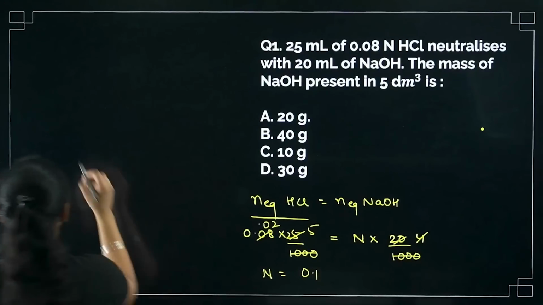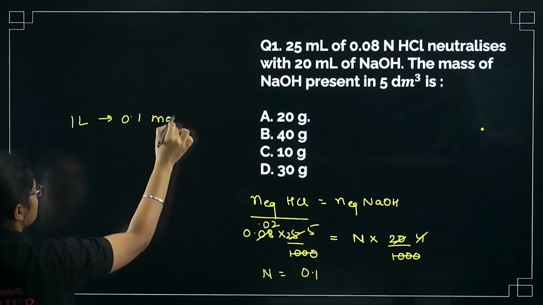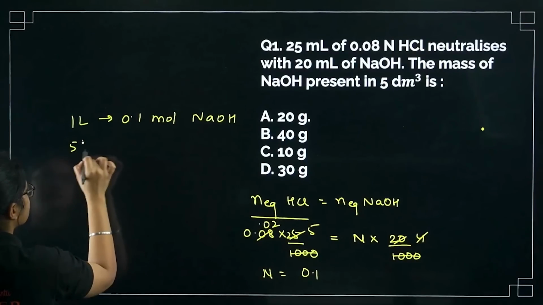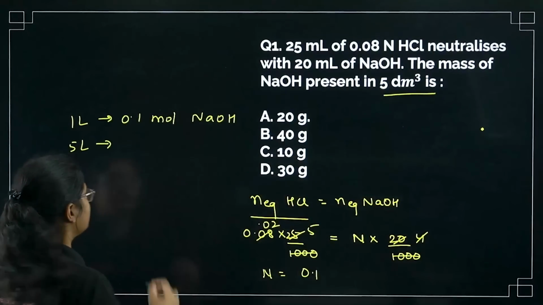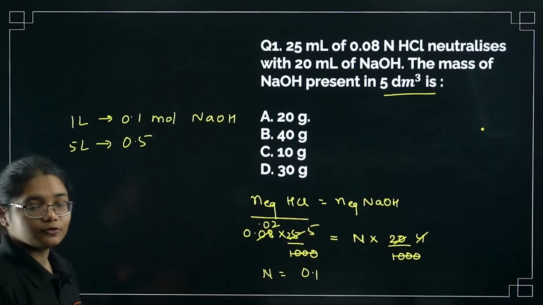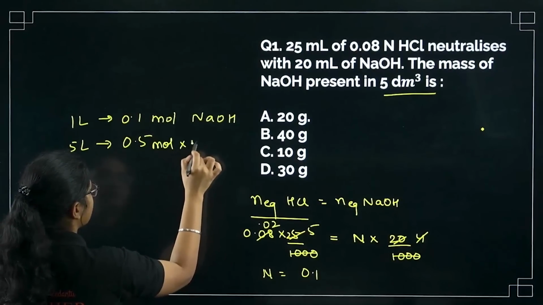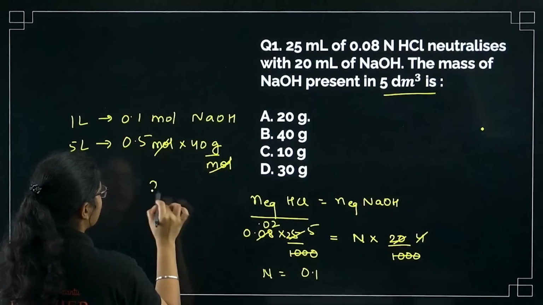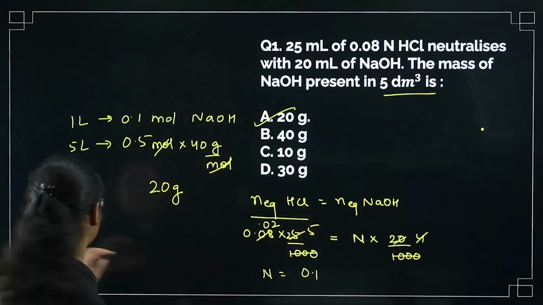So that means in 1 liter you have 0.1 moles of NaOH. Then in 5 liter how much will I have, because the question asks for 5 decimeter cube? So in 5 liter it will be 0.5 moles. Now to convert it into mass, you have to multiply with the molar mass of NaOH. The molar mass of NaOH is 40 grams per mole, so I'll get 20 grams. So that is option A here. Okay, simple and easy question.